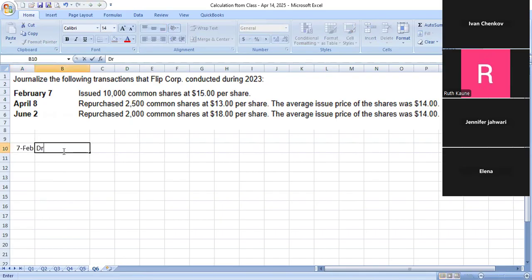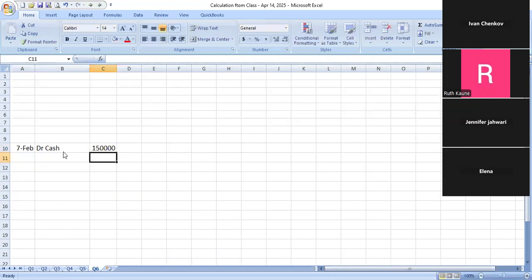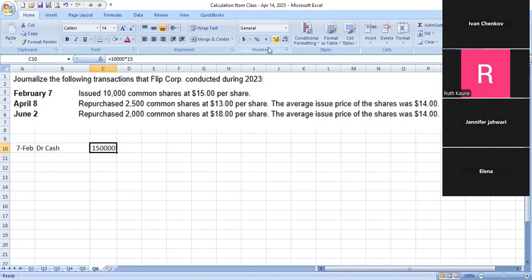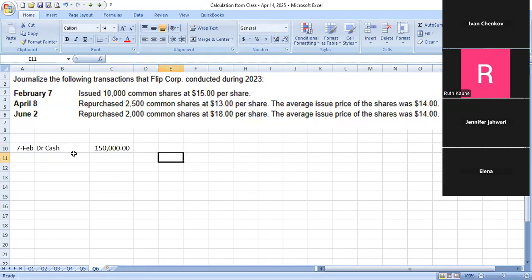So that will be debit cash. How much cash we're going to get? That will be 10,000 times $15 per share. We're going to get $150,000. Debit cash, credit will be common shares, same amount.